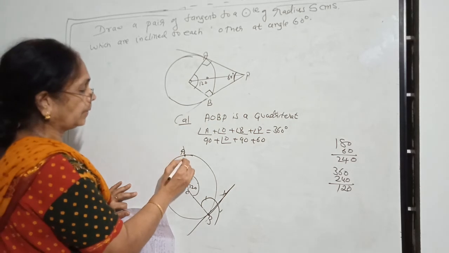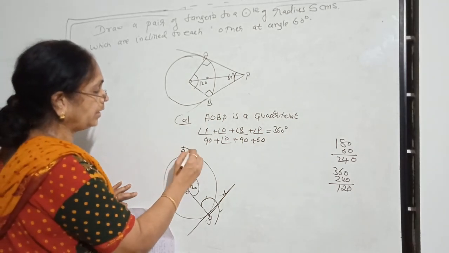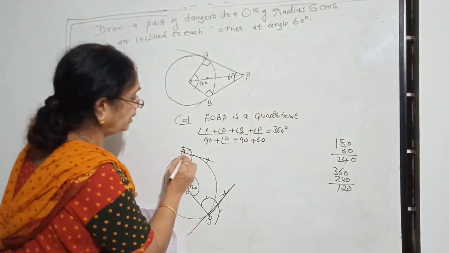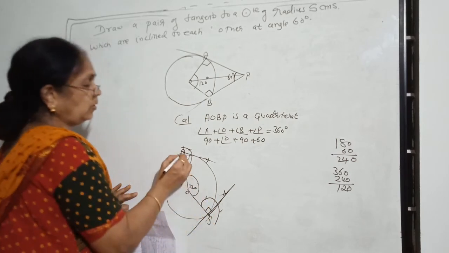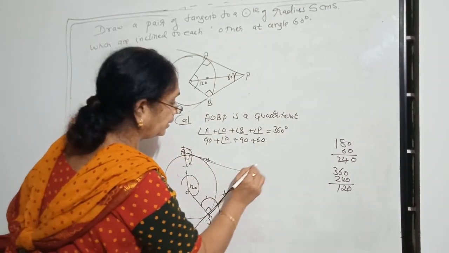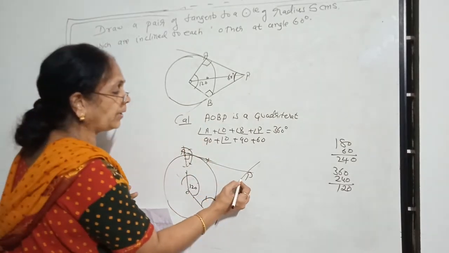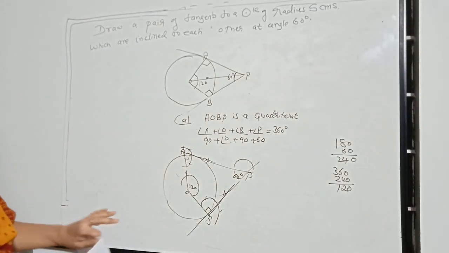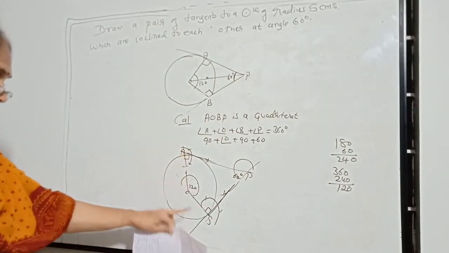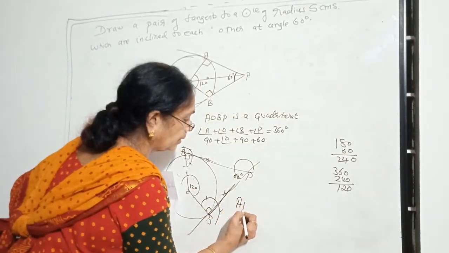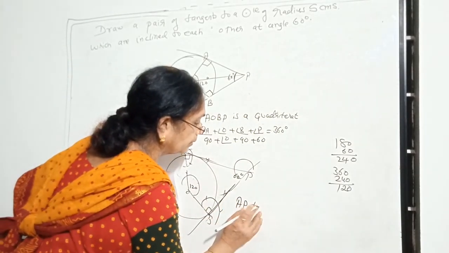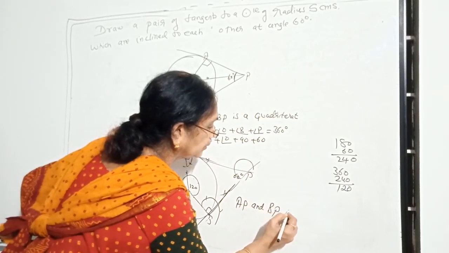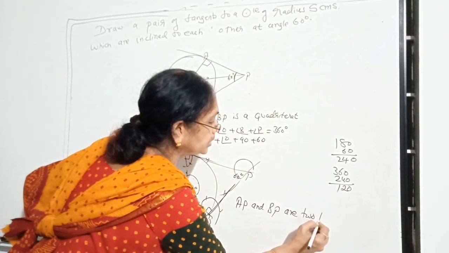Same thing here. First you draw one semicircle, mark any 2 points on that, keep it here, draw an arc, keep it here, cut an arc. This is the line, 90 degrees. Now produce it. That will meet at the point P. Take a protractor, keep it like this and see that you will get 60 degrees. So this is the way AP and BP are the 2 tangents.